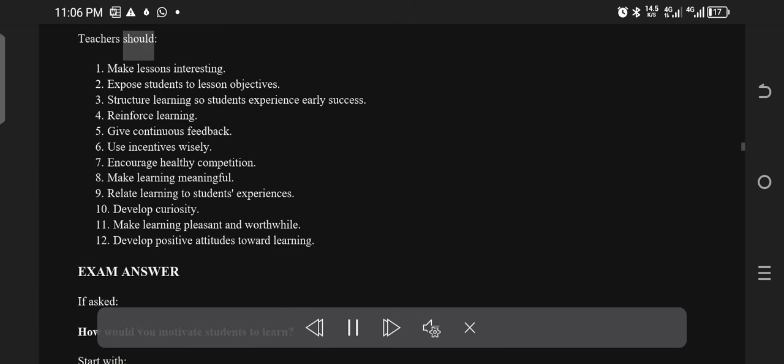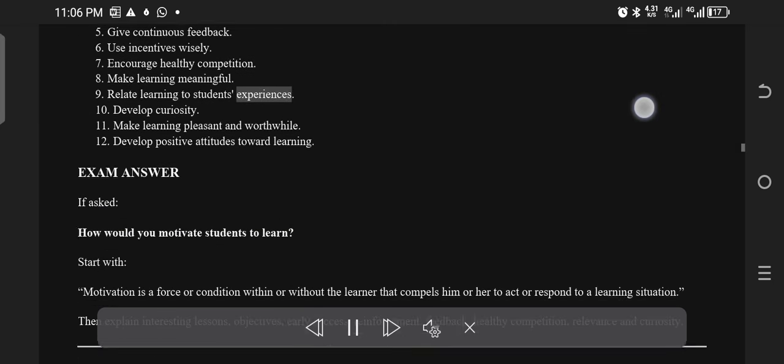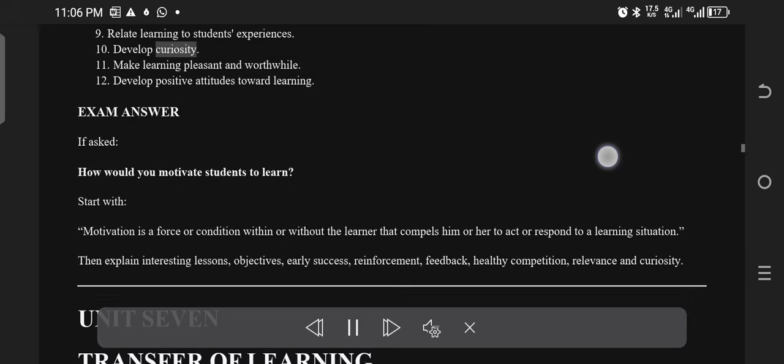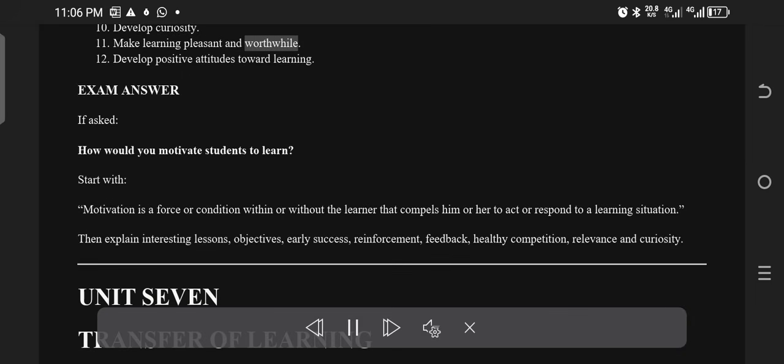Teachers should make lessons interesting. Expose students to lesson objectives. Structure learning so students experience early success. Reinforce learning. Give continuous feedback. Use incentives wisely. Encourage healthy competition. Make learning meaningful. Relate learning to students' experiences. Develop curiosity. Make learning pleasant and worthwhile. Develop positive attitudes toward learning.